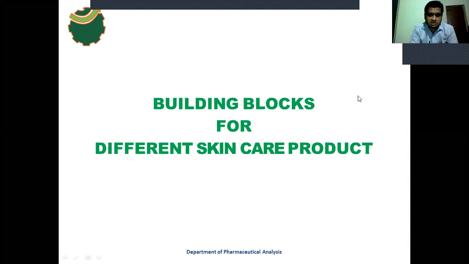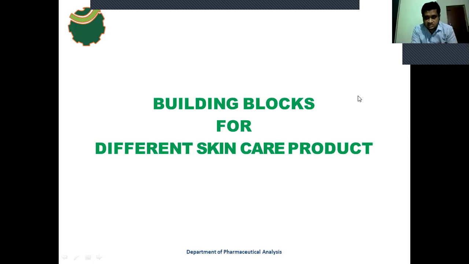So in this session, I'm going to discuss the building blocks for different skincare products. Building blocks for skincare products is nothing but a formulation for various skincare products, how we can prepare those particular skincare products, and what the advantages and disadvantages of those products are. Okay, so here we'll first start with the main product for skin, that is cream.